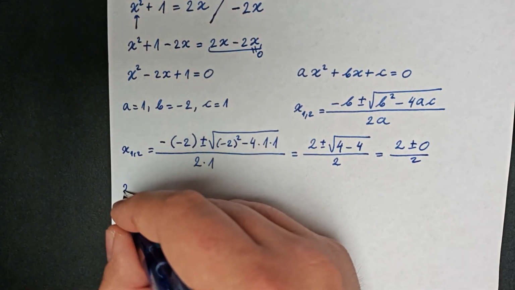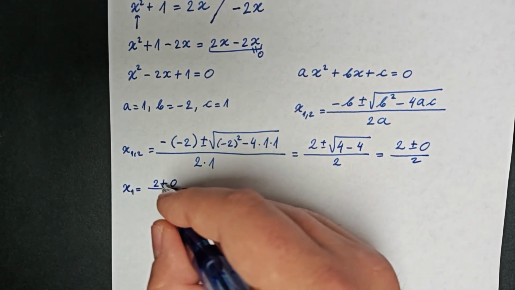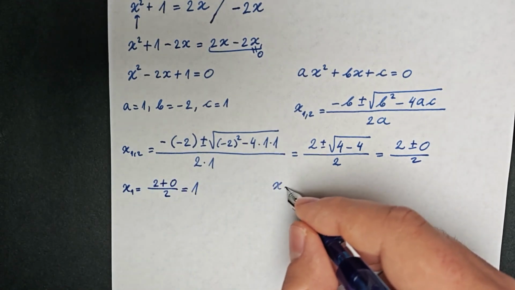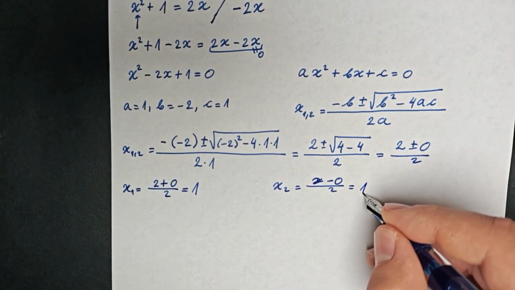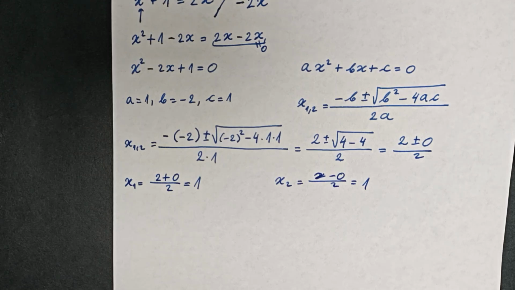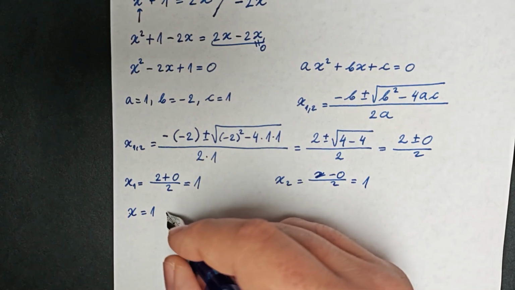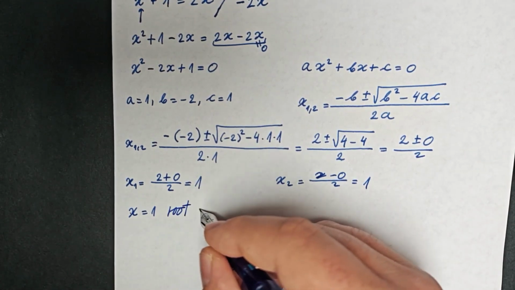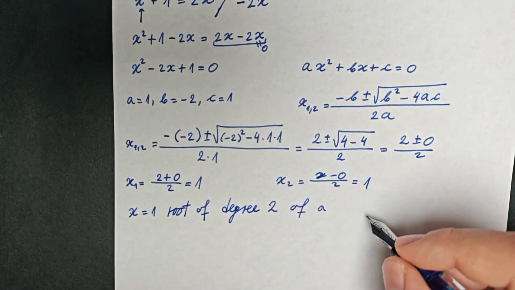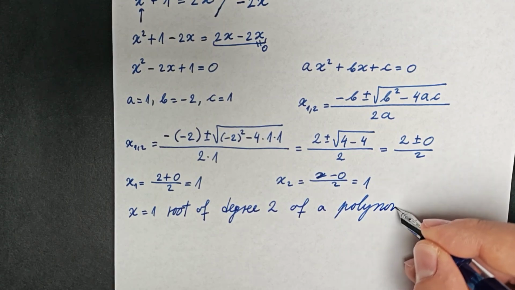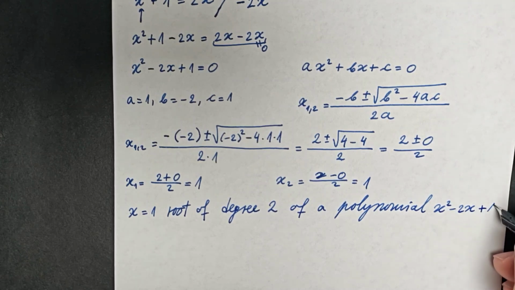And that is going to give us the solution x1 to be 2 plus 0 divided by 2, which is equal to 1. And x2 is going to be 2 minus 0 divided by 2, which is again going to give us 1. As you can see, this quadratic equation has a solution x is equal to 1 twice, which means that x equal to 1 is a root of a second degree polynomial x squared minus 2x plus 1.